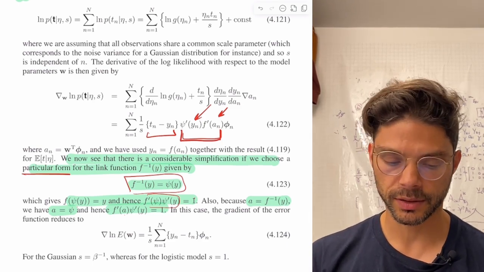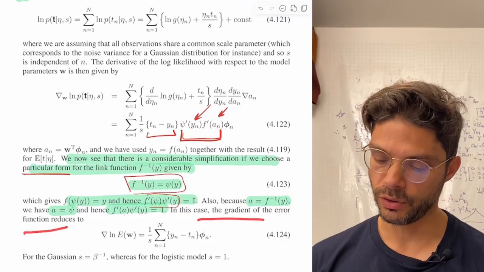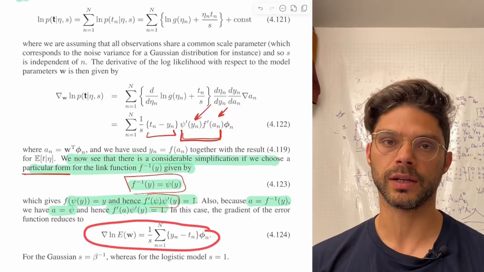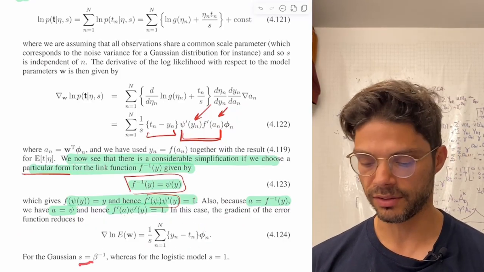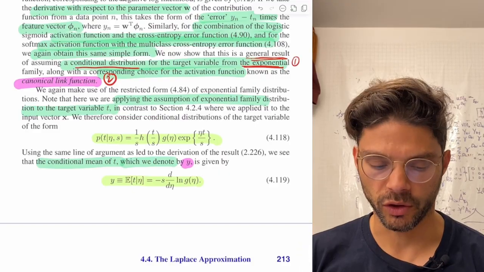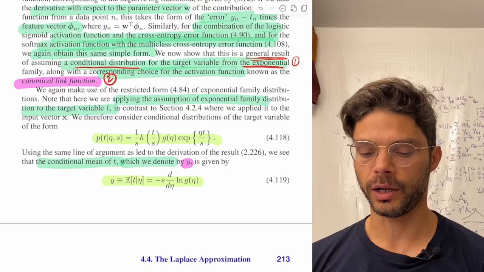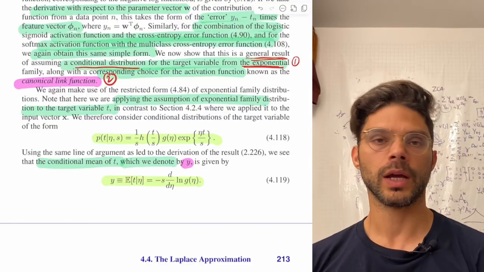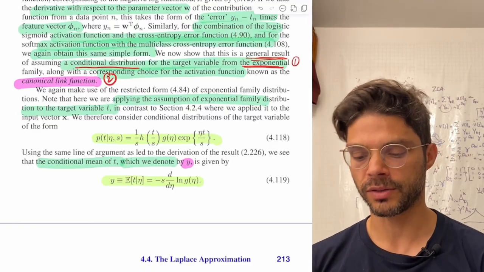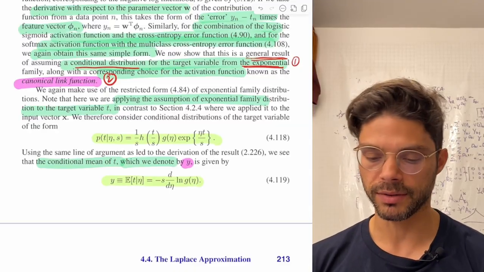So in this case, the gradient of the error function reduces to this form that we've seen over and over again, and for the Gaussian s is whatever it is. So that's pretty cool. So what we've done is kind of two things again, right? First, let's model our outputs, our labels, as coming from the exponential distribution. That's kind of a natural thing to do in many settings.